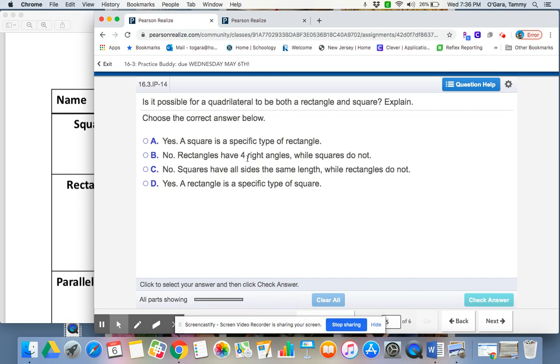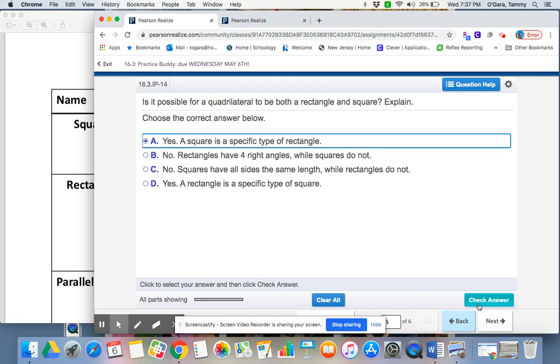It says B, rectangles have 4 right angles while squares do not. That is true. No, squares have all sides the same length while rectangles do not. That is also true. And yes, a rectangle is a specific type of square. That is not true. But the one that is true, it is possible, even though these two are saying no, it is possible because a square is a specific type of rectangle.